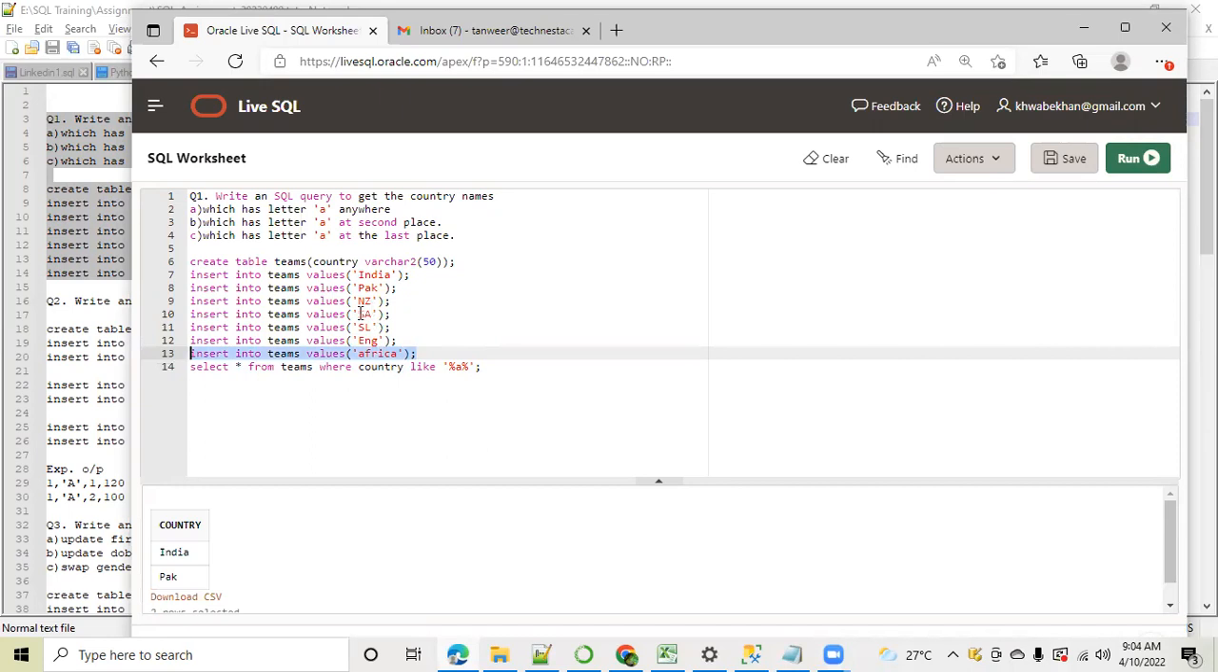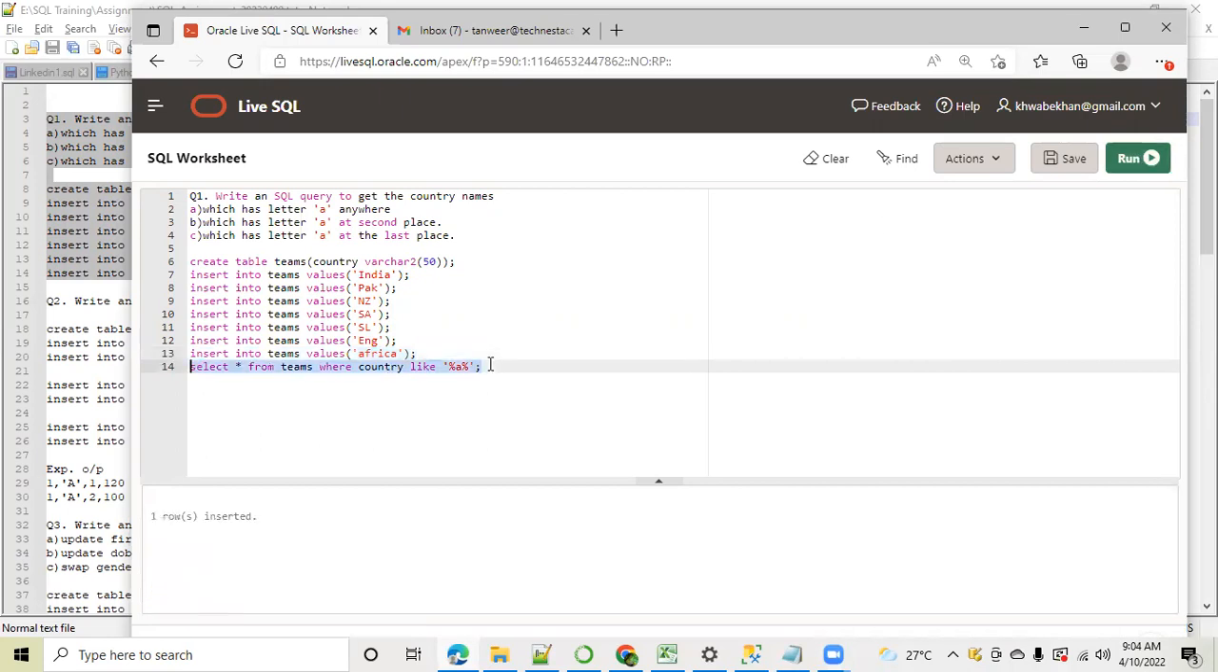South Africa also has A. What is the reason why this is not coming? It's in uppercase. Yes, data is case sensitive. Very good. Let me add Africa as well. So A is present at the last, you get the value. A is present in between, you got the value. A is present at the beginning, you got the value. So when you write percentage A percentage, it means A is present anywhere, you will get that value.